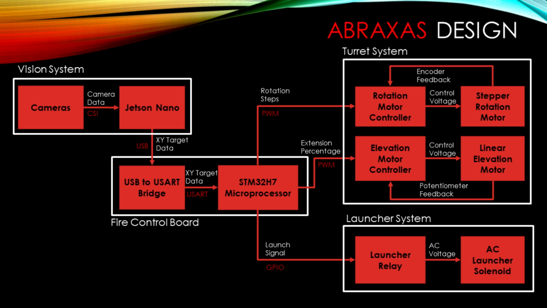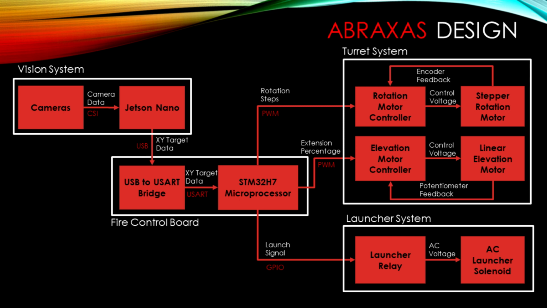Here is a block diagram of Abraxas. The vision system consists of a camera array connected to a Jetson Nano. The Jetson Nano processes this camera data from the array and calculates an X-Y tracking coordinate. It then sends this to the fire control board's microprocessor via a USB to UART connection. The STM32 microprocessor processes the tracked coordinates, and once enough coordinates have been received, it computes a target position.